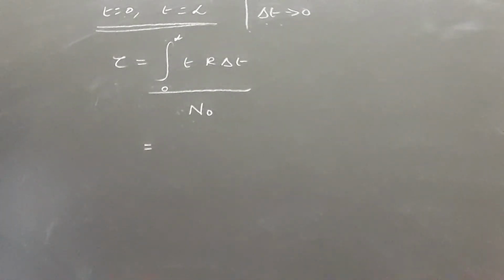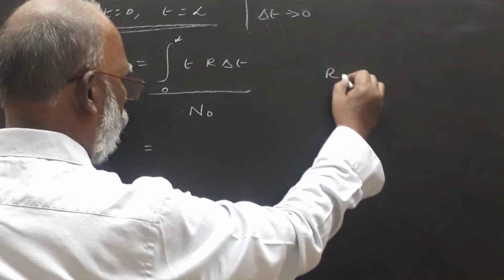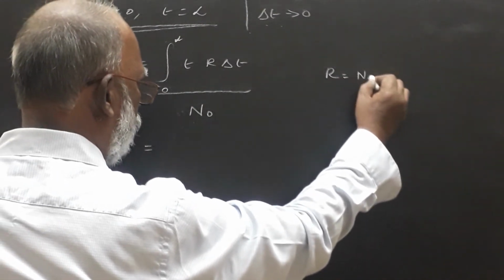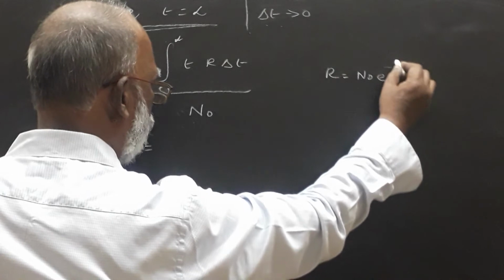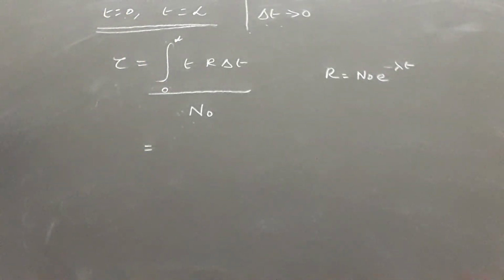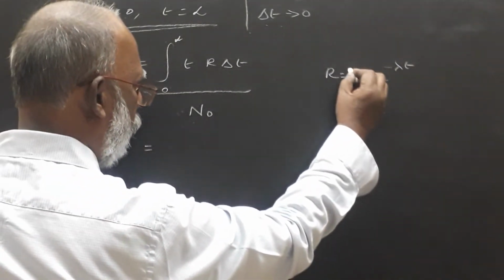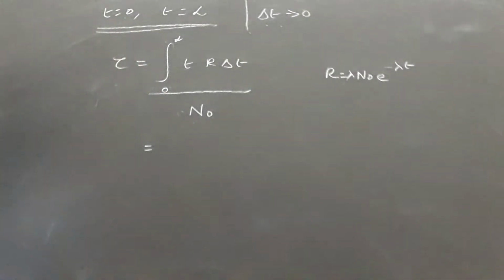Here, the value of integration of r dt. We know the equation r equals n naught into e power minus lambda t, or that is equal to lambda into n naught e power minus lambda t, the activity value.